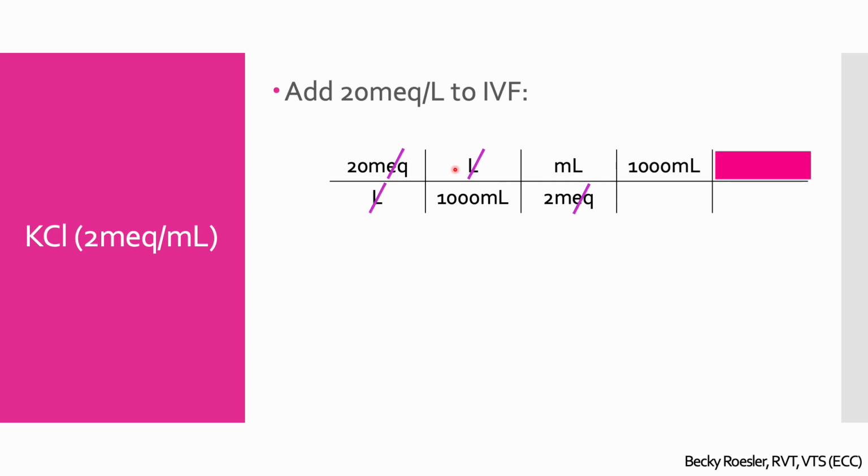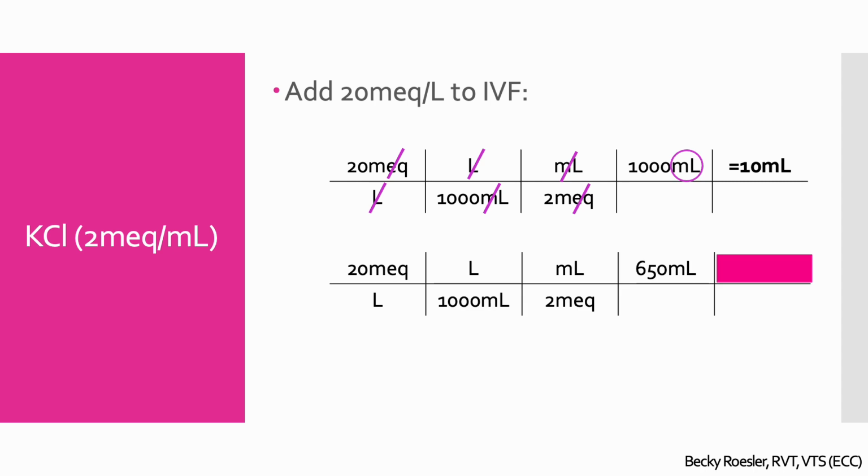We know, if you look at the bottle, the concentration of potassium chloride, which I have over here, is 2 milliequivalents per mil. So we want the milliequivalents on the bottom here, so it crosses off with the milliequivalents on the top. And then we know that we want to put the KCl in 1,000 milliliters, or 1 liter. So our mils cross off. We're left with mils, and that gives us 10 mils to add to that bag of fluids.